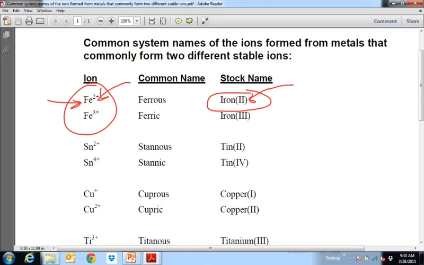So let's pick on copper, okay, down here. Copper can be a +1 or a +2. Yeah, okay, they can both form ionic compounds. If it's a copper +1, in your name, you're going to have to go ahead and say it's 1 in Roman numerals. That's its charge. That's not how many of them you have. That's its charge, okay?